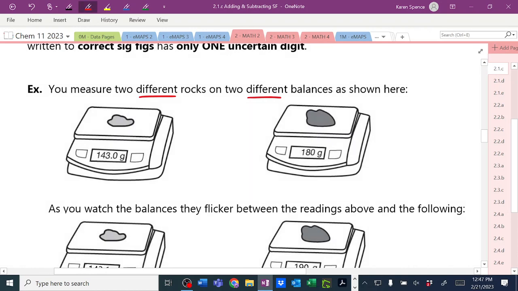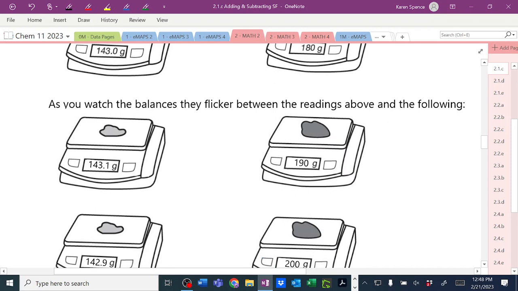So here we have rock A, and it says 143.0. Now, do you guys remember what happened on your electronic balance with that last digit? What did it do? It kind of flickered around. It did not stay put on one number, at least not most of the time. Did you guys notice that? Okay, so that last digit was uncertain, and so what you might see is 143.1.